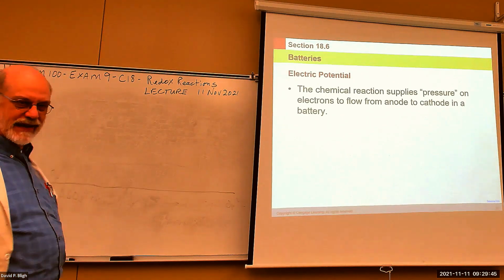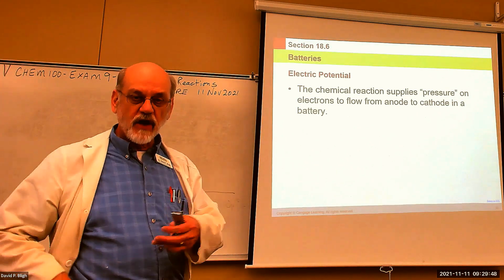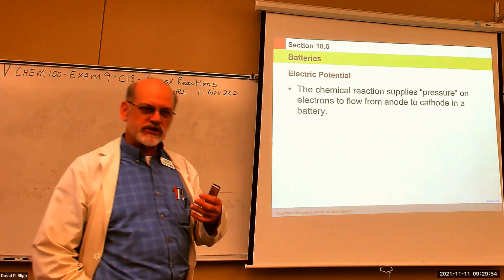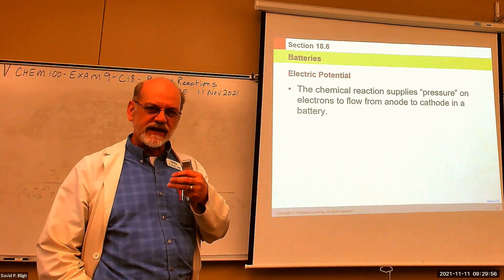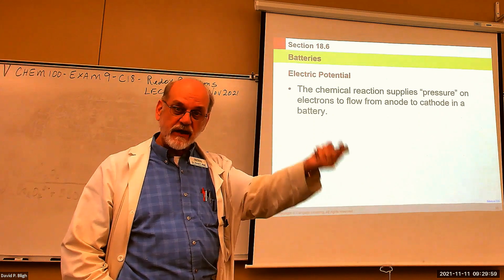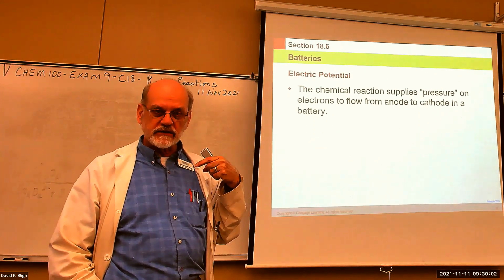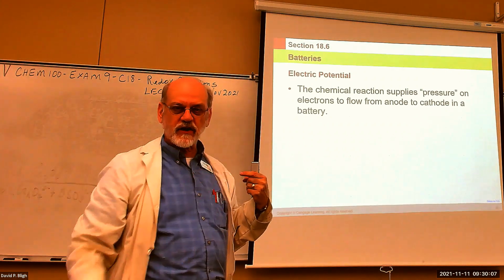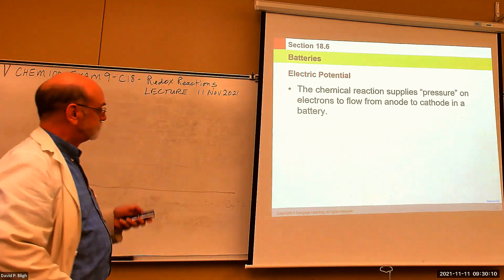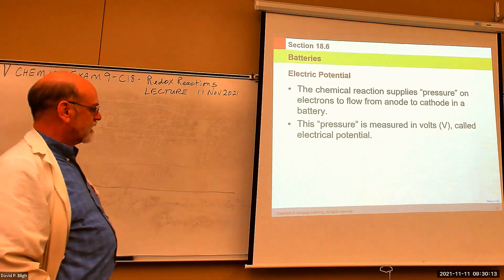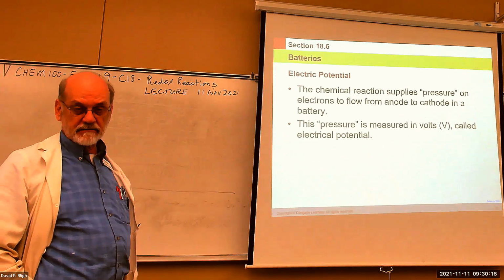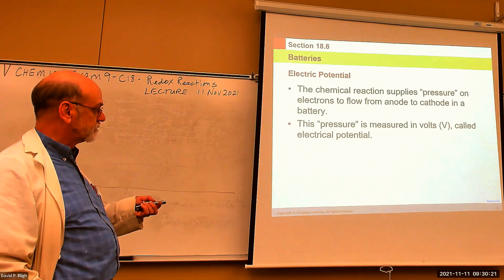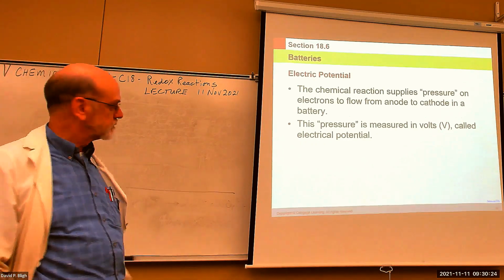So what we call electrical potential is also identified as voltage. Electrical potential can be viewed as the push. So what is pushing those electrons from the anode to the cathode? It's the voltage. It's the push of the reaction that's driving those electrons from one side to the other. It can be thought of as pressure, or just a force that's driving it, and it's measured as volts. This is called electrical potential.